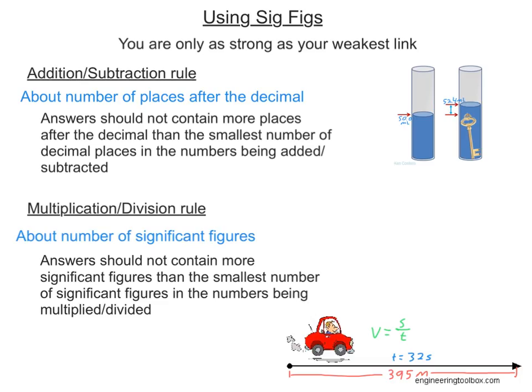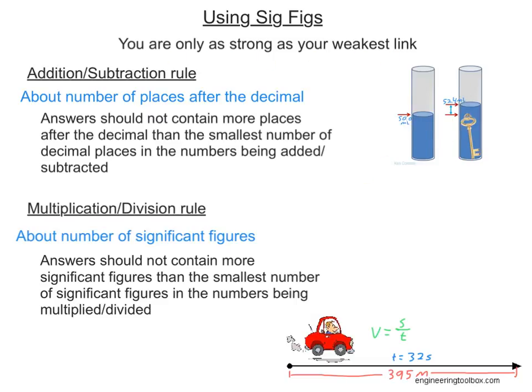Now that we know how to identify the number of significant figures or measurable figures, let's look at actually using them mathematically. There are two rules that you need to know: the addition, subtraction rule, and the multiplication, division rule. Addition and subtraction is all about the number of places after the decimal. Basically, you should never have more numbers after the decimal than the least, because you are only as strong as your weakest link.